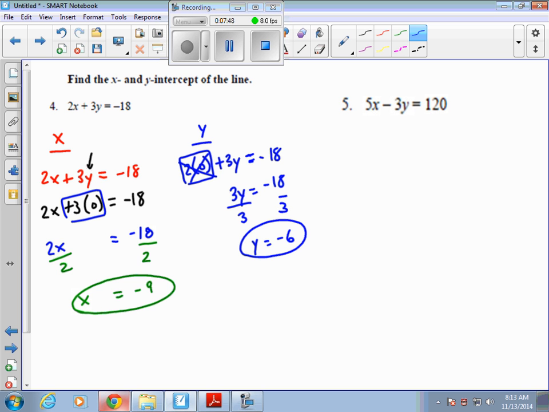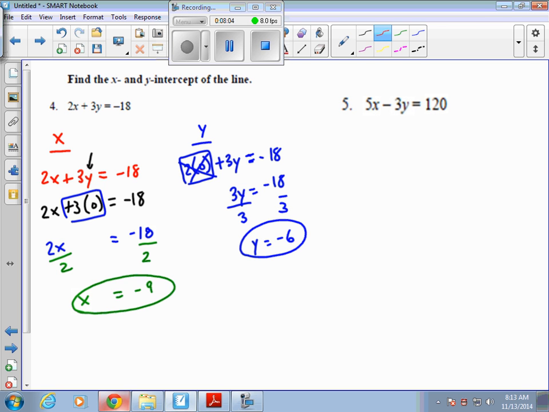It doesn't ask you to graph it, but on your x-axis you can plot a point at negative 9, and on your y-axis you can put one at negative 6. Once you have those 2 points, you can draw a straight line between the two to graph the equation. We'll do the same thing with number 5. We'll just shorten it up a little bit.